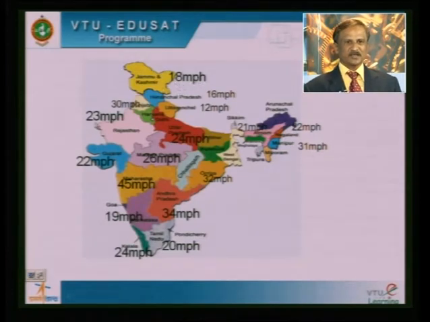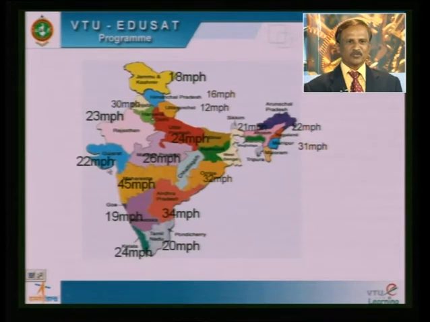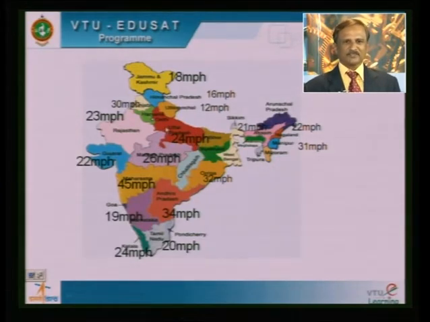18 miles per hour. What is the wind speed in other states? Say, for example, in Rajasthan, 23 miles per hour, 22 miles per hour, 45 miles per hour. I hope you can observe so many numbers in so many states. Audience observing this picture, for example, want to move from one state to another. They want to know the wind speed in Rajasthan or in Jammu and Kashmir or in any other state of our country. Can we recognize the wind speed in any one of the states?